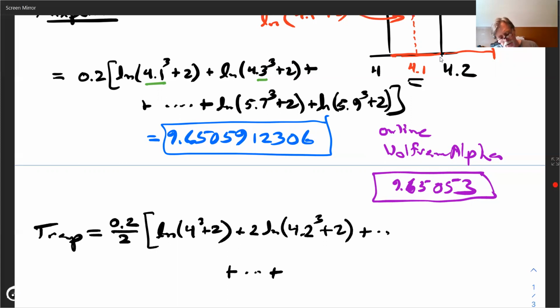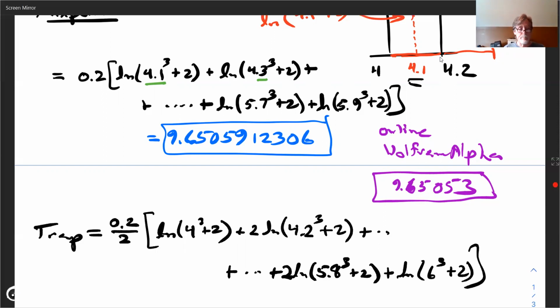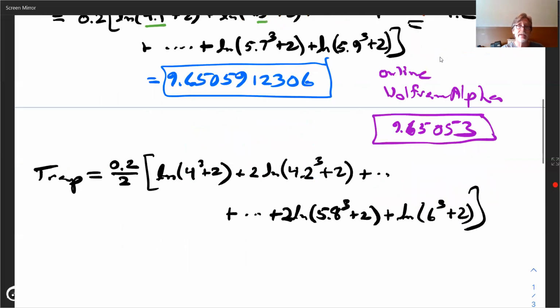Let's do the last two to show you. It's the natural log of, what would it be? 5.8 cubed. I forgot somebody. Who'd I forget? A 2 in front. They all have 2's in front, and then plus 2 in here. That's the formula. And the very last one, only 1. So it's the natural log of 6 cubed plus 2, and that's your calculation. Now, the reason it looks funky is because with trapezoid, if you're connecting these points, say you're at 4 and then you're at 4.2, right?